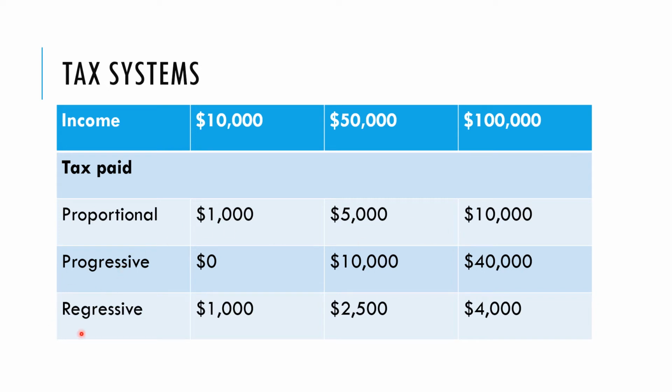And finally, we have a regressive system. This first earner paying 1,000 is paying a 10% tax rate, $1,000 out of their income of 10,000. This next person, importantly, is paying more tax, but they're only paying a 5% tax rate, $2,500 out of 50,000. Again, this high income earner is paying more tax than previously, but this is only a 4% rate of tax. So the rate of tax has gone 10%, 5%, 4%. We would say this is a regressive system, even though each time more tax is being paid.